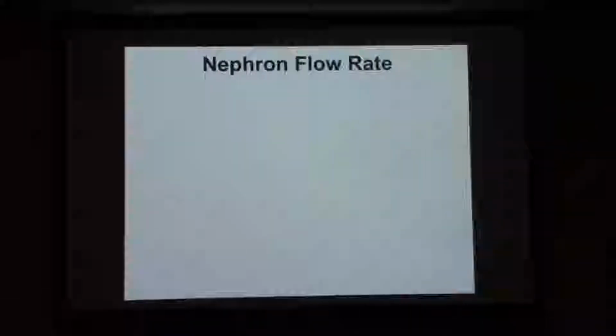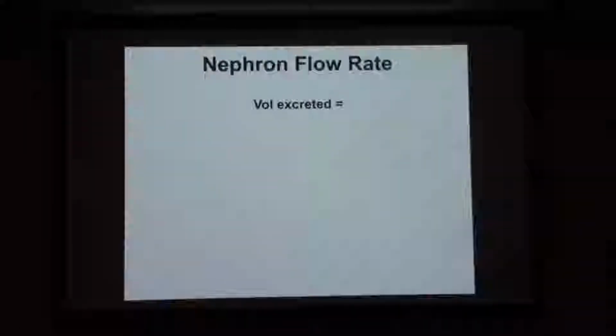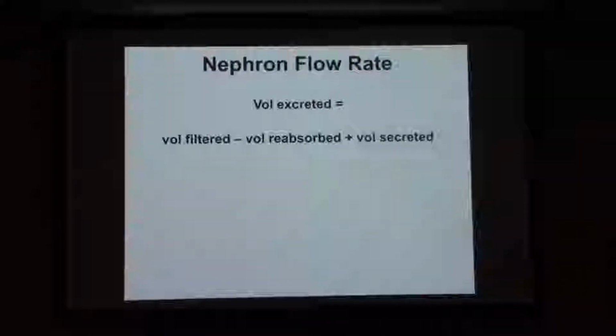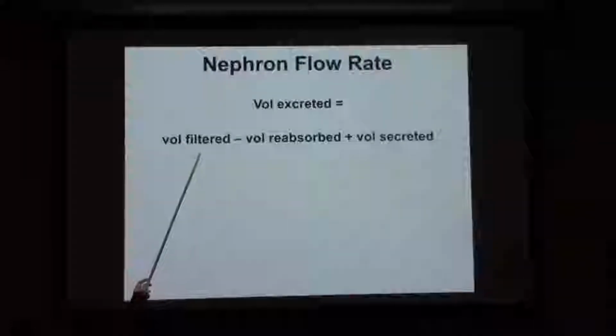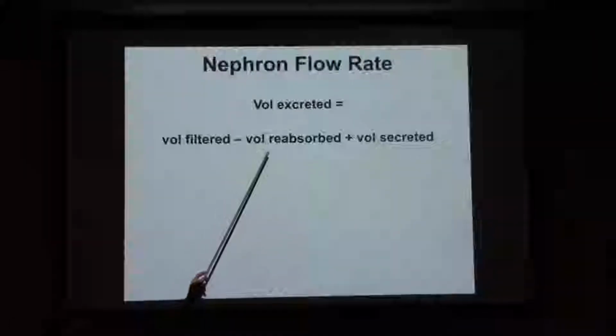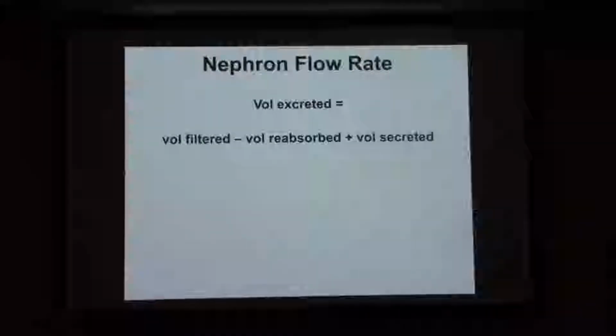The flow rate through the nephron. This is just another way to put these processes together and get an idea of how they relate to each other. The volume of urine that gets excreted from a nephron will be equal to the original volume that got filtered, so all that fluid we stuck into the tubule at the beginning, minus the volume reabsorbed, because whatever we reabsorb, we're not excreting, we're holding on to it, we're taking it back into our body, plus the volume that we secreted. Right, to secrete is going to be getting rid of it, putting it in the tubule lumen.